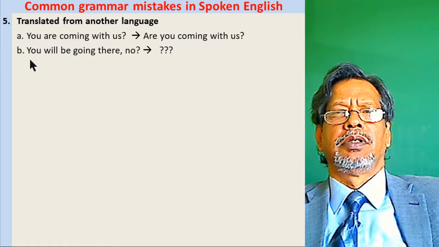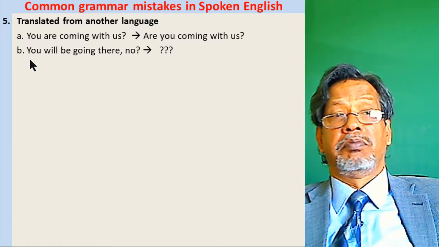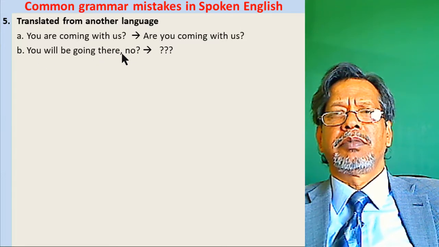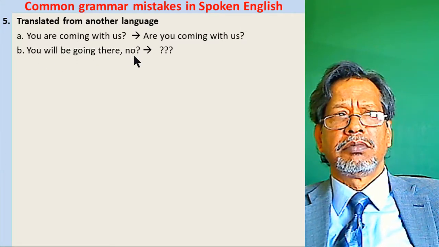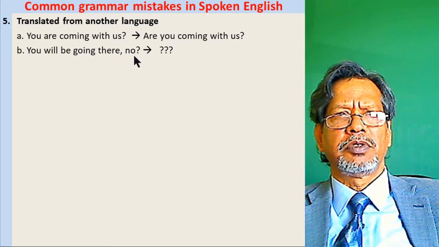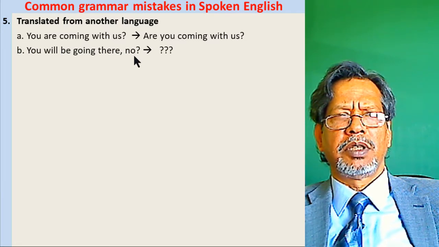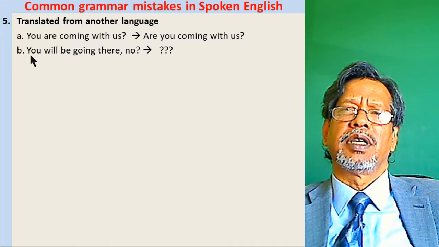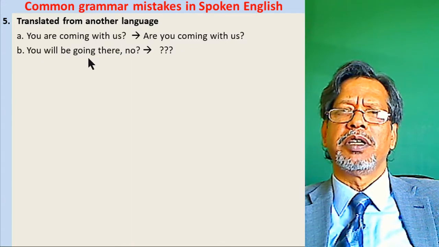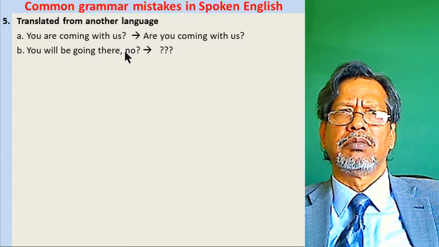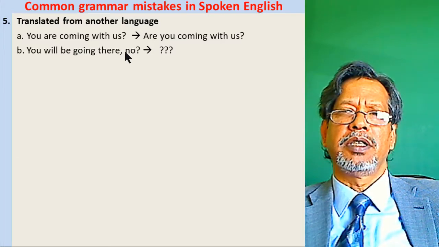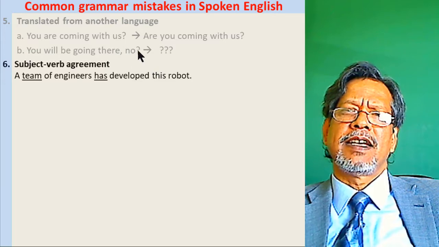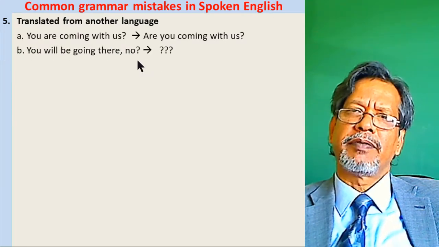Many people say, very complicated something, then finally, no? Now that's supposed to be a question, yes or no. But that's not English way of forming the question. For example, you will be going there, no? Many people ask that, especially in India. How do you fix that problem? This is how you have to say.